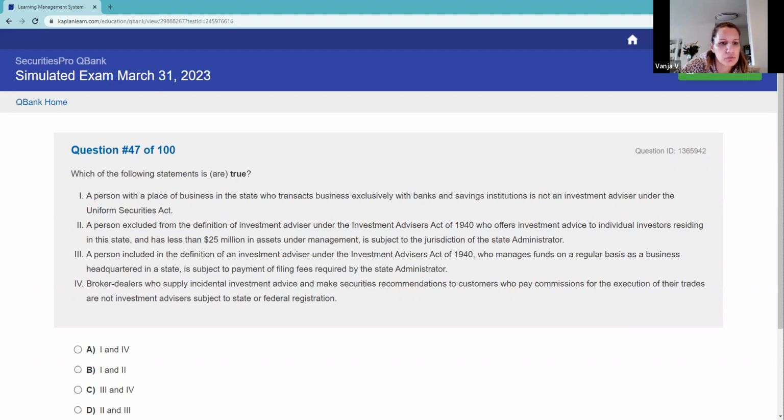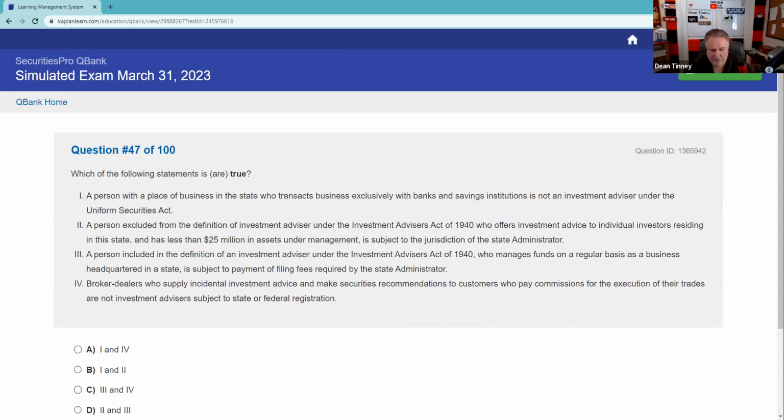Which of the following statements is true? Broker-dealers who supply incidental investment advice and make securities recommendations to customers who pay commission for the execution of their trades are not investment advisors subject to. So that is true. Excellent. That's exactly the way I would have proceeded.